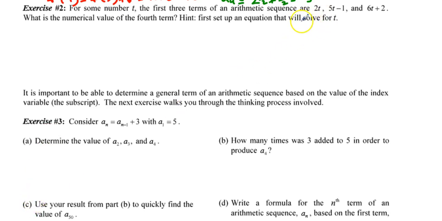It does not give us the common difference, and doesn't even give us any terms. One way to think about it is, what could t be? Let's let t be a number like 1. Just sub in 1 and see what's going on here. If I sub in a 1, 2 times 1 is 2, 5 times 1 minus 1 is 4, 6 times 1 plus 2 is 8. Actually that doesn't look right. 2, 4, 8 does not look like it has a common difference.